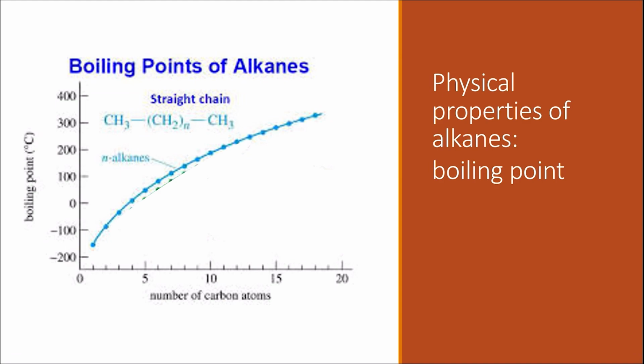Alkanes represent a homologous series, so they have a variation in their physical properties. The first physical property we're going to discuss here is the boiling point and the melting point. The boiling point of the alkanes increases with the increase of the carbon atoms in the chain, as we can see. So this is the number of carbon atoms, and this is the boiling point. So there is an increase due to an increase in the intermolecular attraction between the molecules.